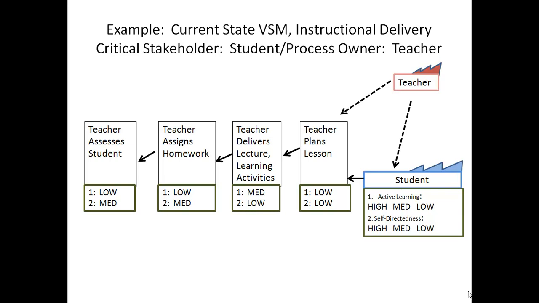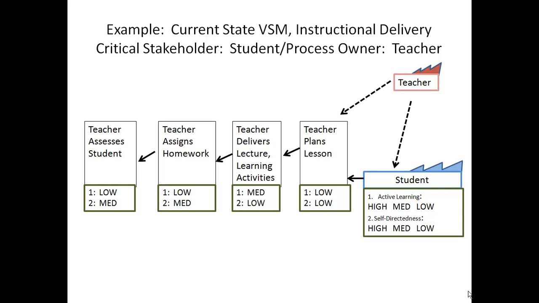So what we do now is we walk in the shoes of the student. What does the student experience at each part of instructional delivery? And so here's what happens. We see that the teacher, as the process owner in the first step, plans the lesson. What does that do for active learning and self-directedness? Our 2 metrics, well, those rank pretty low. The next thing that happens is the teacher delivers the lecture and the learning activities. Well, depending on how the learning activities are structured, we might get into some active learning there. But still, overall, it's kind of a medium ranking, and then the self-directedness is low.